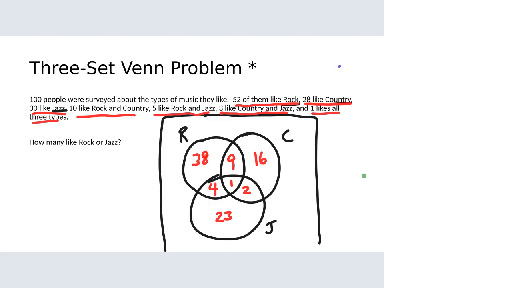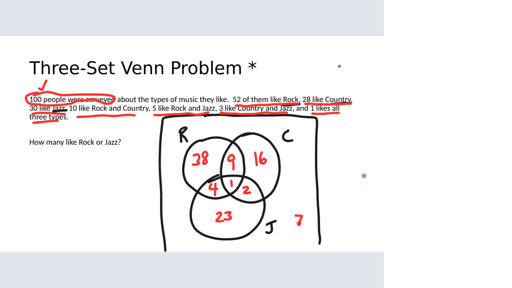We still have 1 more number to do. And that's 100 people were surveyed, so I need 100 on the whole diagram. So far, I have 38 plus 9 plus 16 plus 4 plus 1 plus 2 plus 23. So far, I have 93. So in order to get to 100, I'm going to need 7 people out here in region 8. Let me know if you have any questions about how we built that diagram.